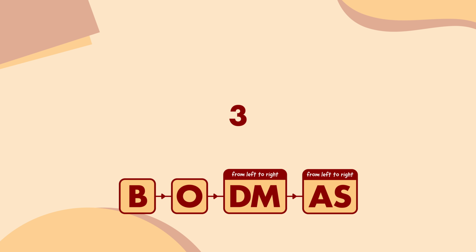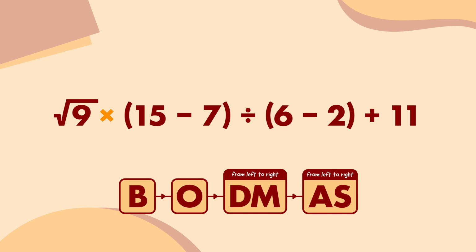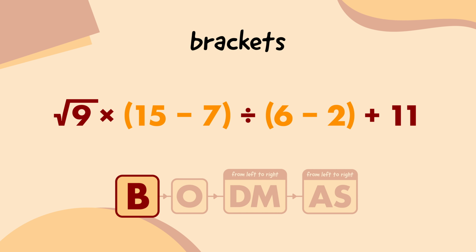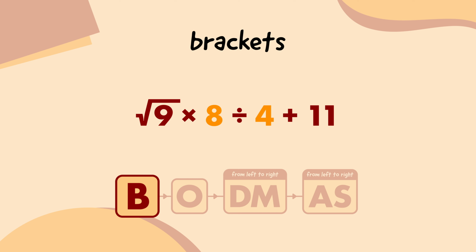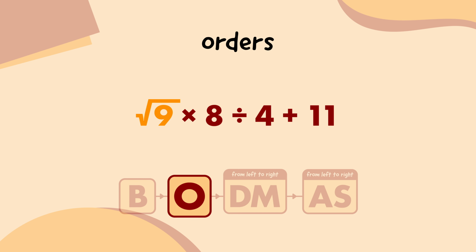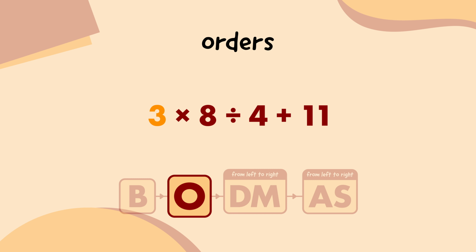I reckon I could do one now. Alright, Will, let's see. Square root of 9 times, brackets, 15 minus 7, divided by, brackets, 6 minus 2, plus 11. Okay, so I'll start with the first set of brackets. 15 minus 7 is equal to 8. Now the next set of brackets. 6 minus 2 is equal to 4. Next is O, orders. The square root of 9 is equal to 3.